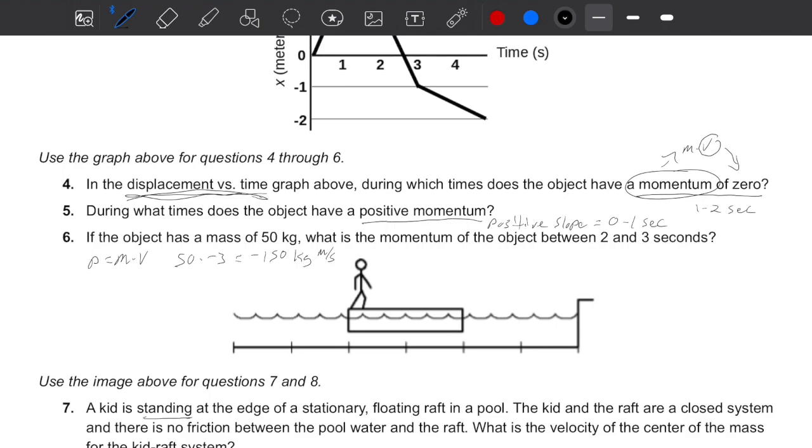Number 7, a kid is standing at the edge of a stationary floating raft in a pool. So the child is stationary, the raft is stationary. So they're not moving. The velocity is 0. Here it's asking about the velocity of center of mass if the kid were starting to move. Well, are there any external forces? If there are no external forces acting on the object, there are no unbalanced external forces, nothing's going to change in regards to the center of mass. So the velocity of center of mass remains zero. It remains stationary.